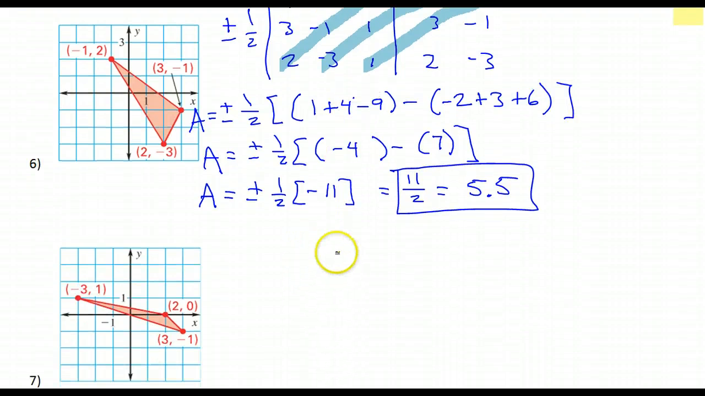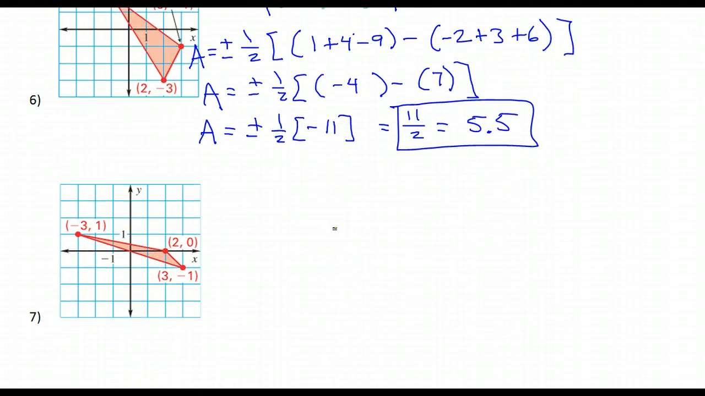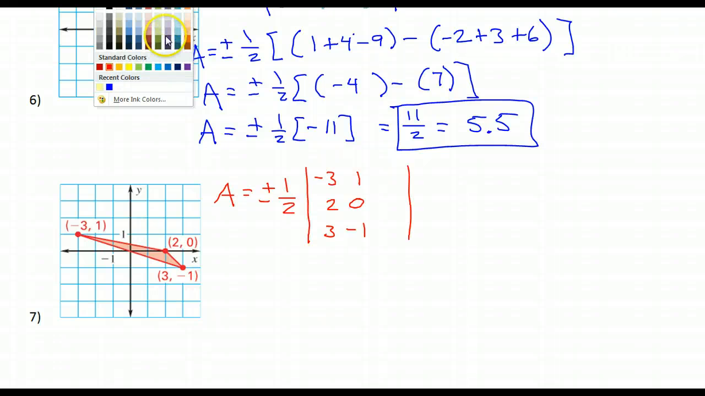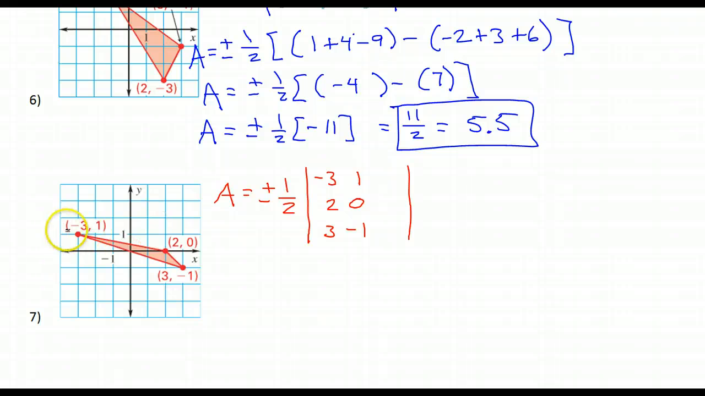Okay, number 7. Alright, so I'm setting up the formula, and I'm using my 3 vertices, negative 3, 1, my 2, 0, and my 3, negative 1 right here. And then the third column is just all ones, and then I'm just going to recopy. So this is going to be like this. First 2 columns copied over again. Alright, so now I need to do this determinant, and I do that by doing down diagonals minus up diagonals.